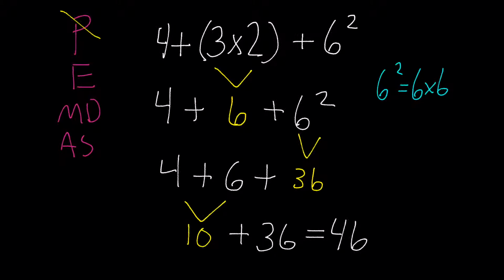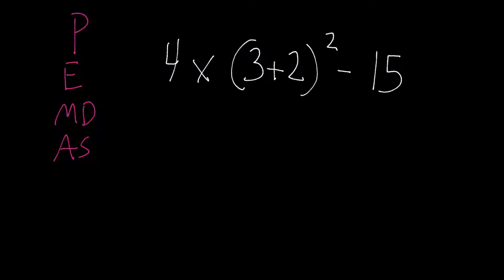This next example might be a little tricky, so let's give it a look and see what we come up with. So here we have 4 times parentheses 3 plus 2 raised to the second power minus 15. Now take a real good look at our example here, and what do you notice? Think to yourself, is there anything that looks a little bit different or something you might be uncertain on? And it's probably going to be the fact that the exponent is next to a parentheses. All that means is, after we take care of what's inside the parentheses, we raise it to the second power.